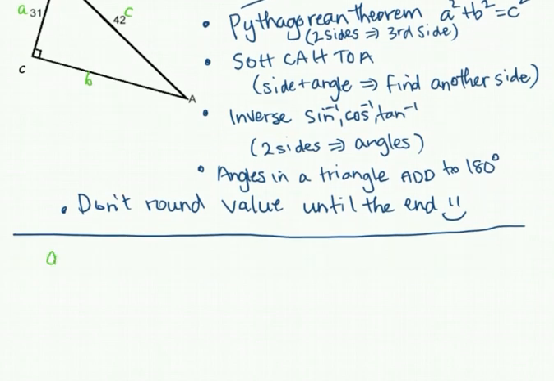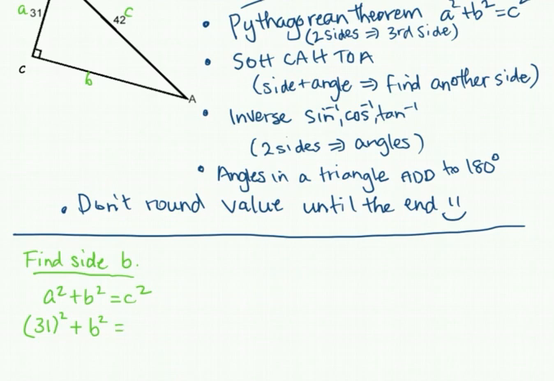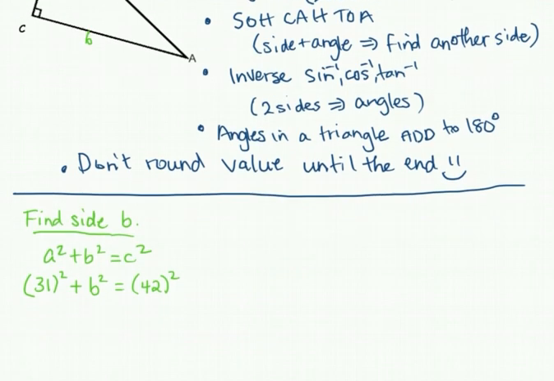Okay, so a squared. Let's actually label. I'm going to find side B. So I'm going to use Pythagoras. A was 31. B we don't know, we'll leave it as B. And C is 42. Okay, so squaring them all. I'm just going to calculate those out.